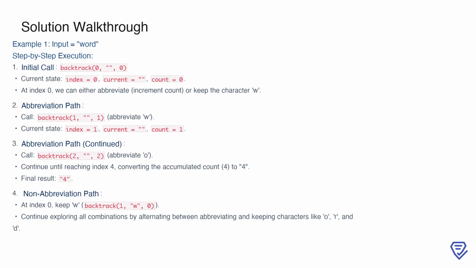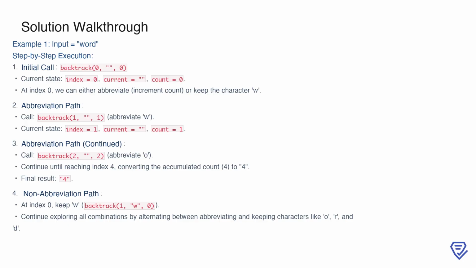For example, on the abbreviation path, we skip the character W at index 0, increment the count, and make a recursive call to explore further. This process continues, abbreviating each subsequent character until we reach the end of the string. At that point, the accumulated count, which represents the number of skipped characters, is appended to the current string, resulting in the abbreviation 4. On the non-abbreviation path, we keep the character W at index 0 and proceed recursively with the same 2 choices for the next character.